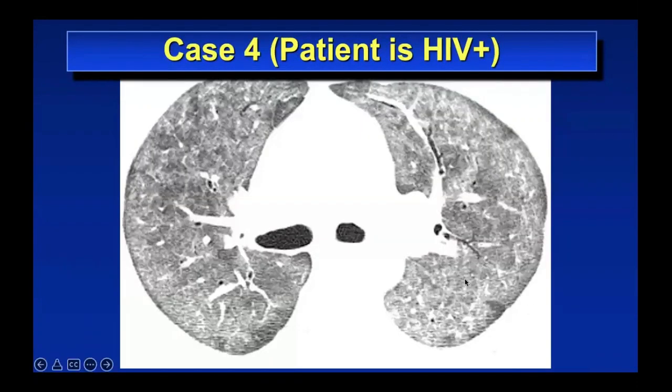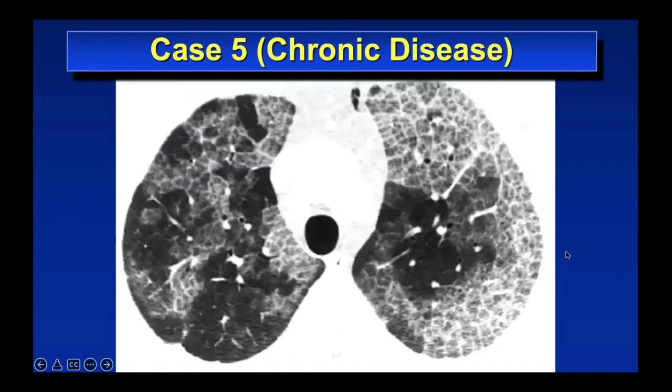Diffuse ground glass opacity in HIV, the differential diagnosis here is pneumocystis pneumonia versus viral pneumonia. So very important to include both of them in the differential diagnosis. Pneumocystis is not that common nowadays, at least in the United States. It's not that common in HIV patients because many patients are on prophylaxis or they're on HAART therapy, something like that.